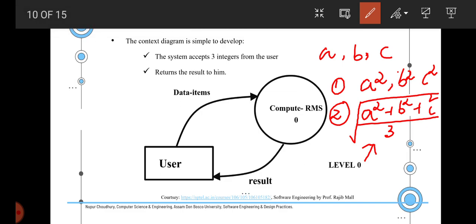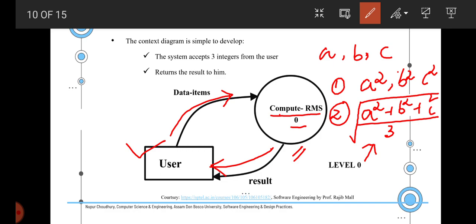So talking about the first one, which is the context level diagram, it will show the external entity, which is the user. The user sends the data item to the process, which is compute RMS. Its name is given, the process number is given, and after computing the RMS, the result is again displayed to the user. So this is a bird's eye view or the black box view of the entire system with just one single process involved, which is compute RMS.